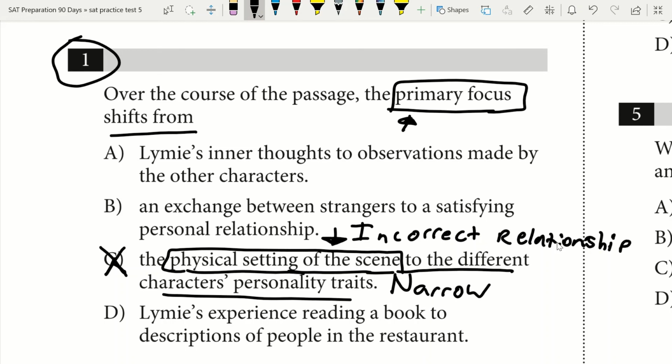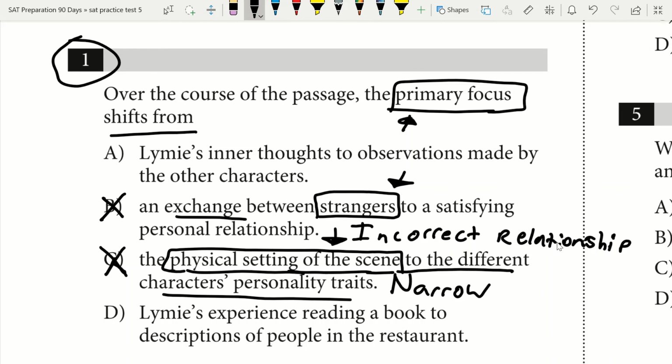On the science section, the incorrect relationship may be between two different variables, but in this case this was the literature passage, and the incorrect relationship is stating that Limey, who is the main character, the young boy, has an exchange between strangers. In this case, his exchange is between his father and him. Because he does know his father, this would be an incorrect relationship because it describes them as strangers. So B would be incorrect.